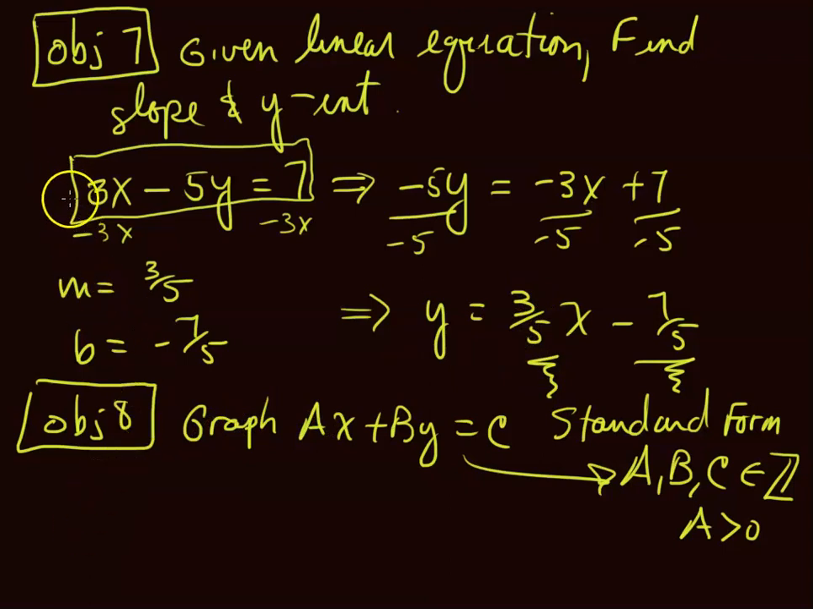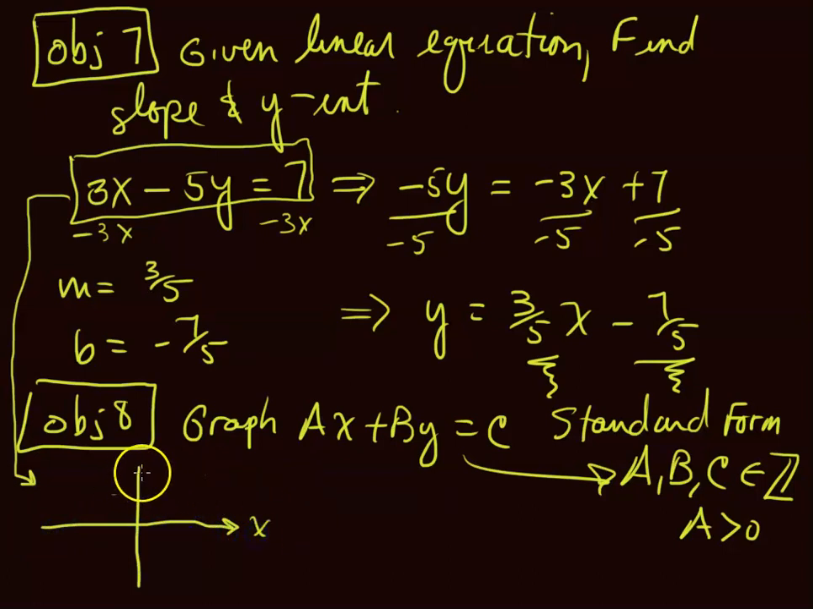If you wanted to graph this without doing all that change, you can find, perhaps, the x and y-intercepts. This doesn't always work, because sometimes both the x and the y-intercept are 0, and then it's not very useful. That gives you 1 point, and you need at least 2. The y-intercept is when x is 0. So we just have negative 5y equals 7, or y equals negative 7/5.